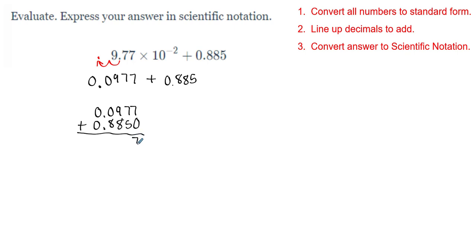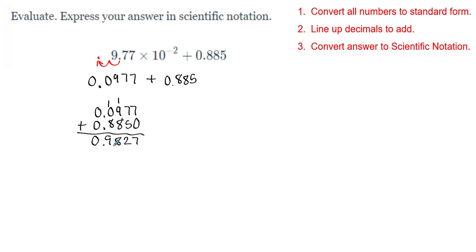So 7 and 0 is 7. 7 and 5 is 12. Regroup. 1 and 9 is 10. 10 and 8 is 18. Regroup. 1 and 0 is 1. 1 and 8 is 9. So we have 0.9827. That's a pretty small number.